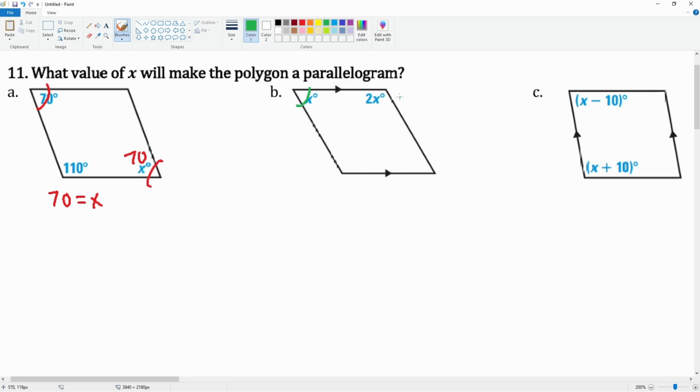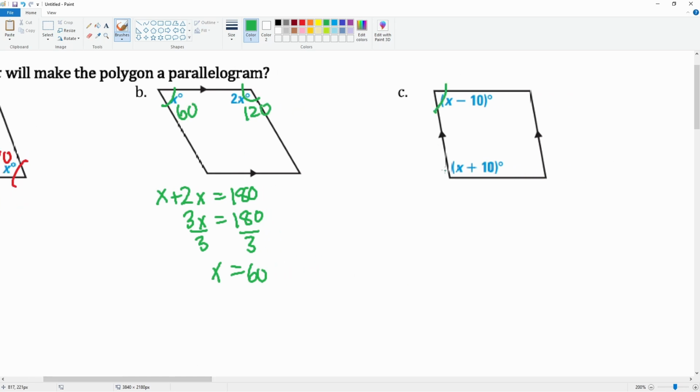Next, these are consecutive, and we know for a parallelogram, the consecutive angles have to add up to 180. So 3x is equal to 180. Once you divide by 3, I think x has to be equal to 60. Yeah, right? 60, 120. Yep.